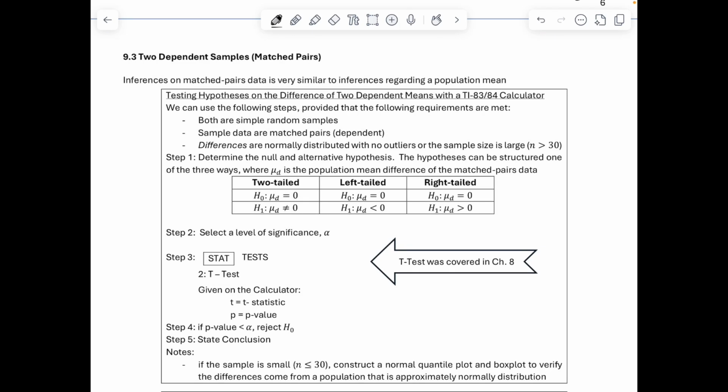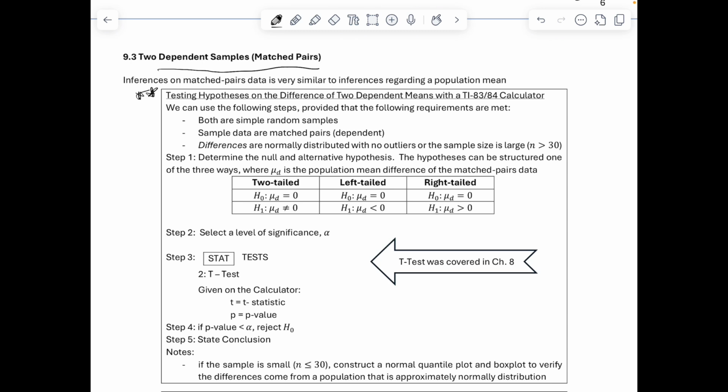At the top of the next page is section 9.3, two dependent samples. These are going to be matched pairs. So this is going to be our dependent, versus 9.2, which is independent. It says inferences on matched pairs data is very similar to inferences regarding the population mean. So here are our directions for using a graphing calculator.